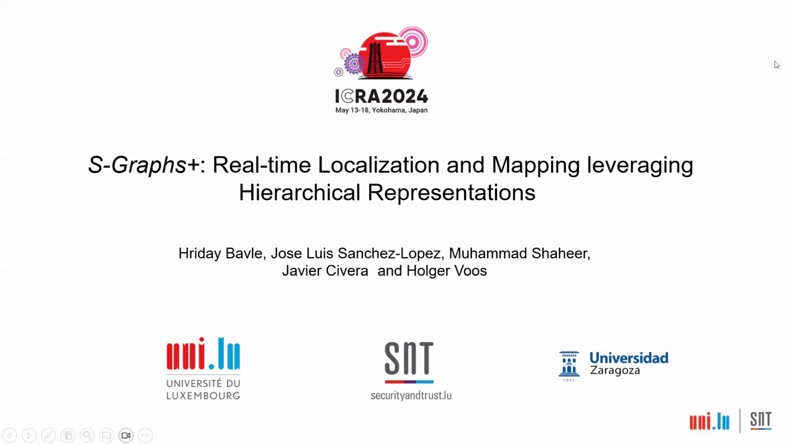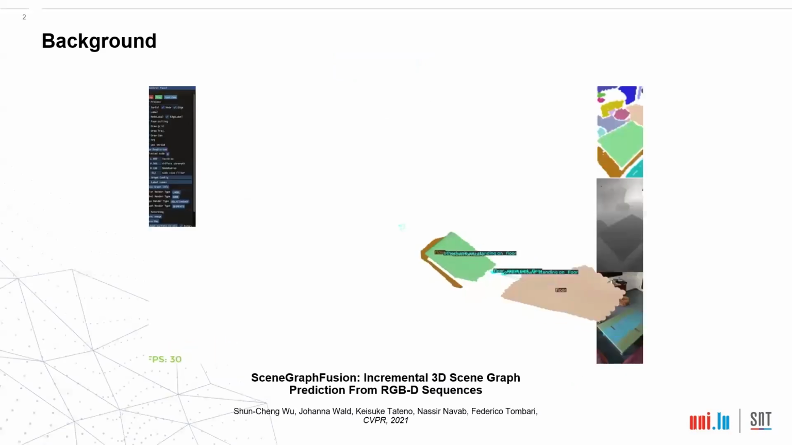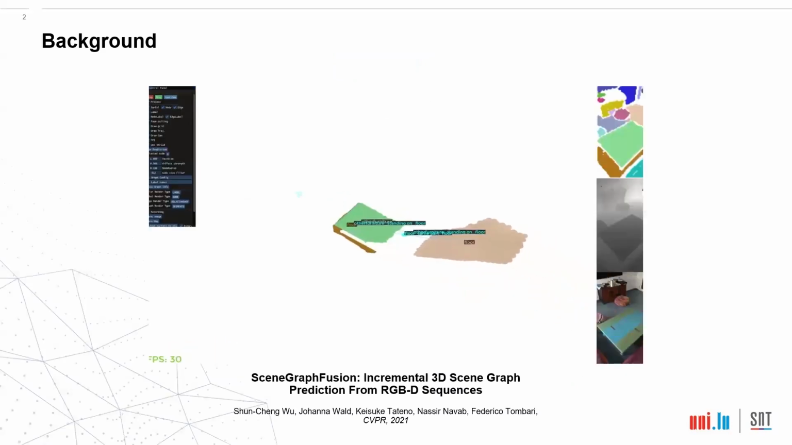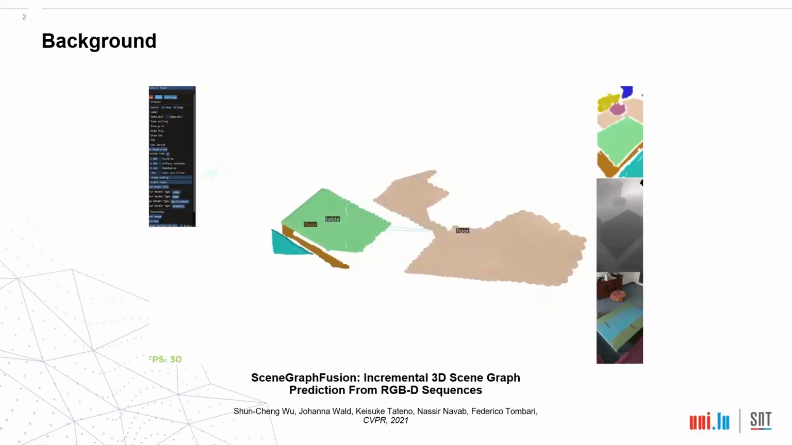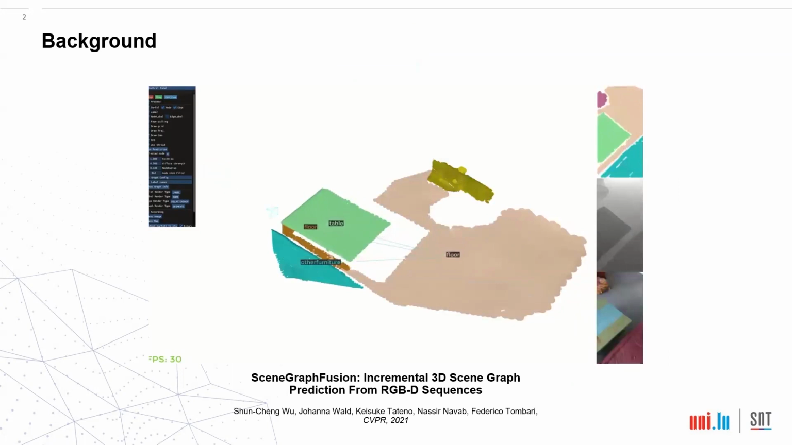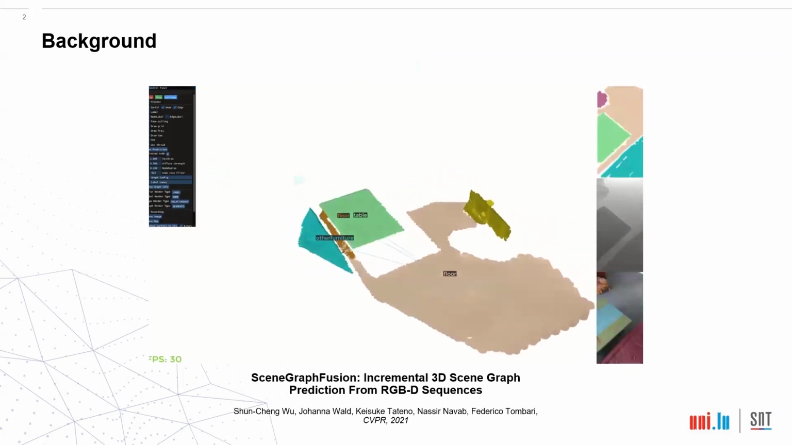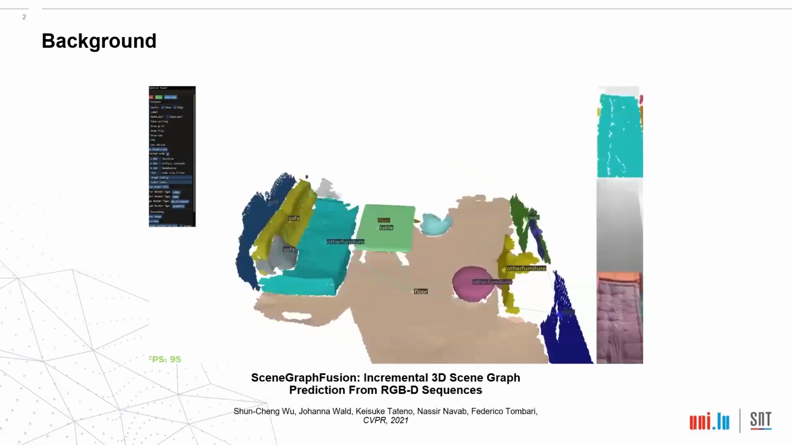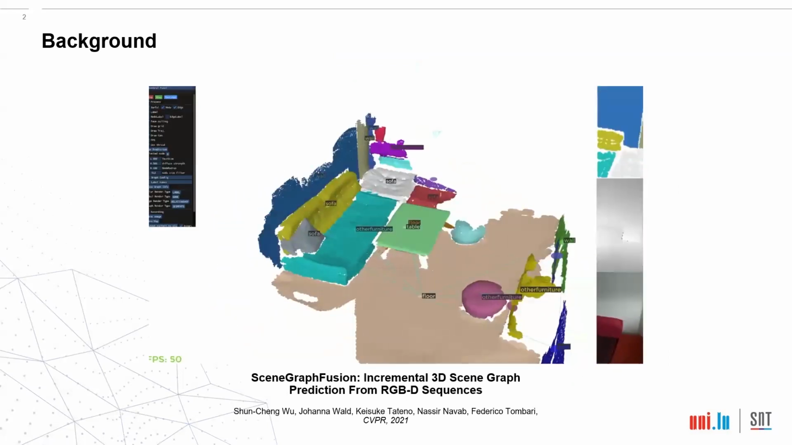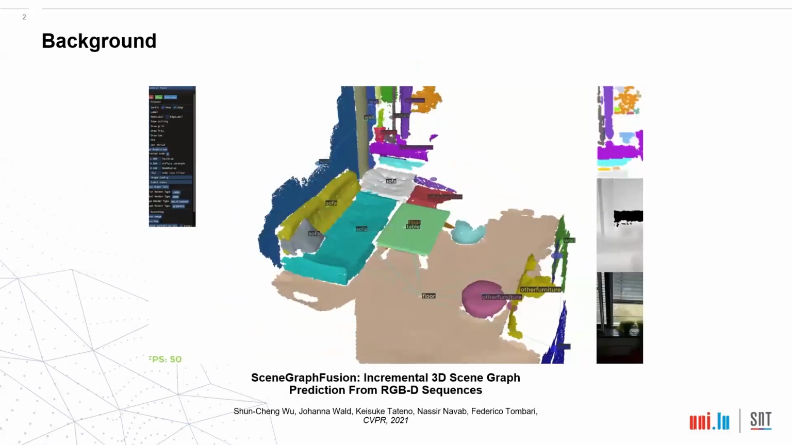Hello, today I'll present S-Graph Plus, real-time localization and mapping leveraging hierarchical representations. Several works in the state-of-the-art like SceneGraphFusion generate 3D scene graphs in real time, but do not utilize this graph to optimize the underlying robot poses to improve the graph generation. Neither can they provide more enhanced relationships like rooms and their corresponding objects.